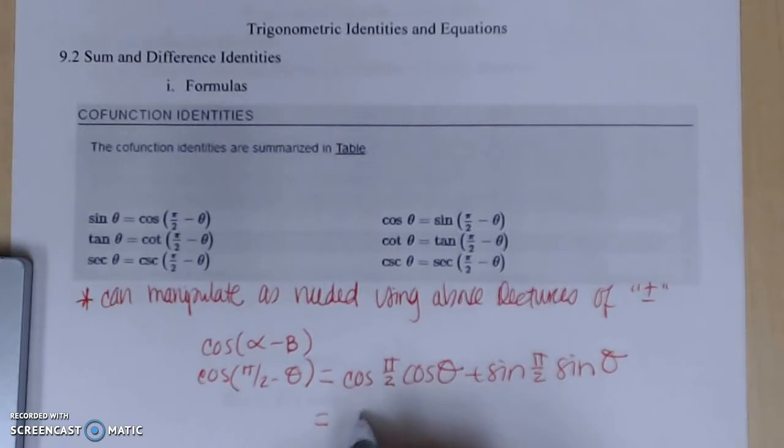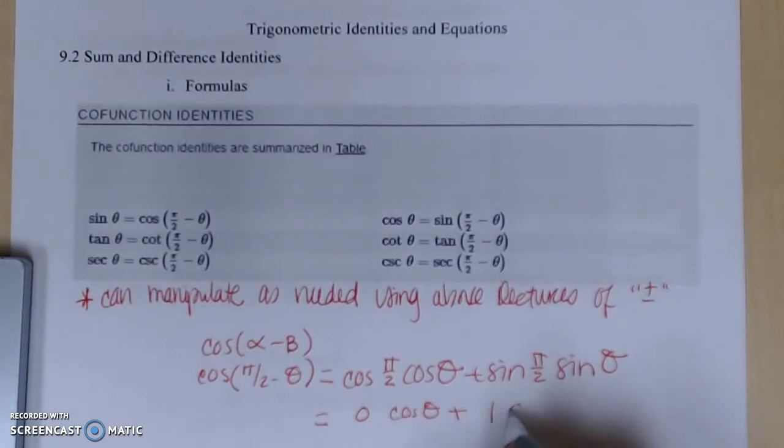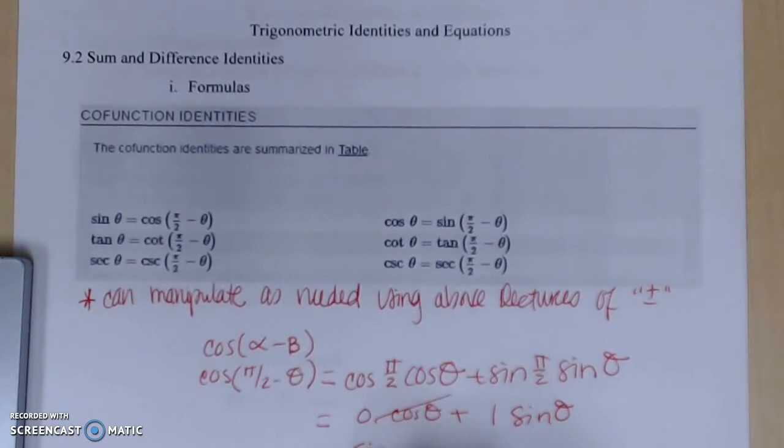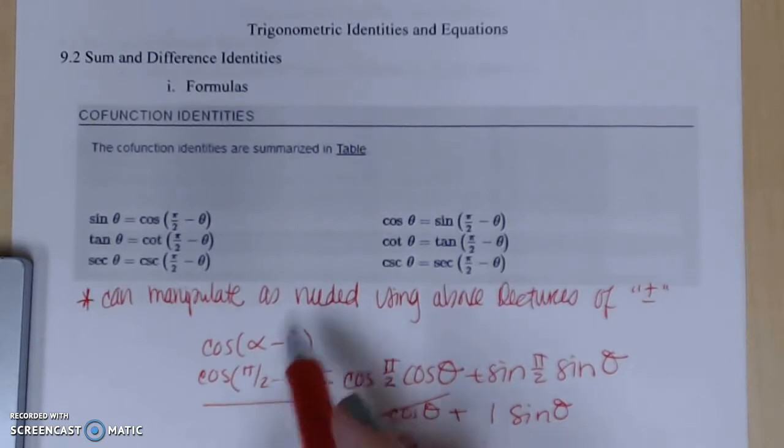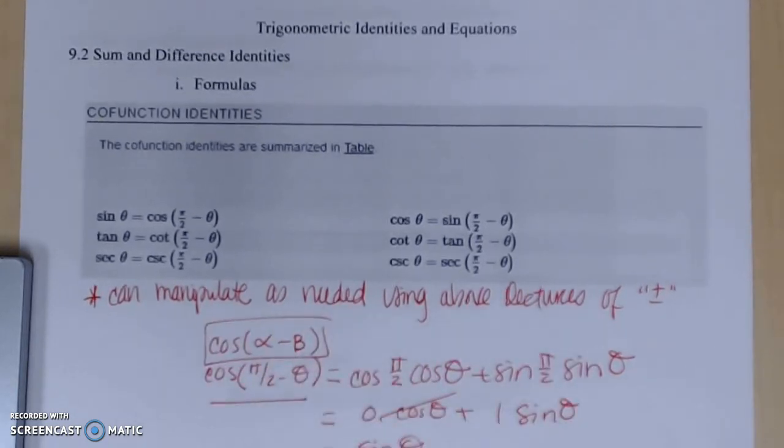Cosine of pi over 2, that's trig circle 0, cosine theta, plus sine of pi over 2, that's trig circle again, and that's 1, sine theta, yielding me with sine theta. So you can see how I started with this cofunction and it led me to sine theta by proof of my difference formula of cosines.